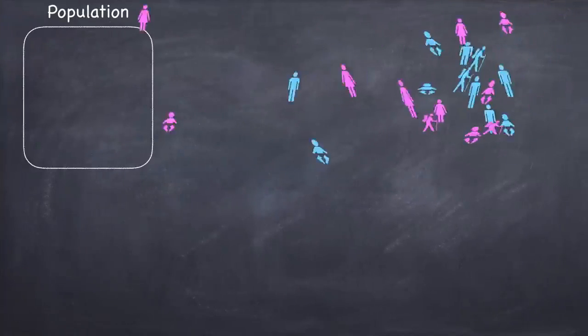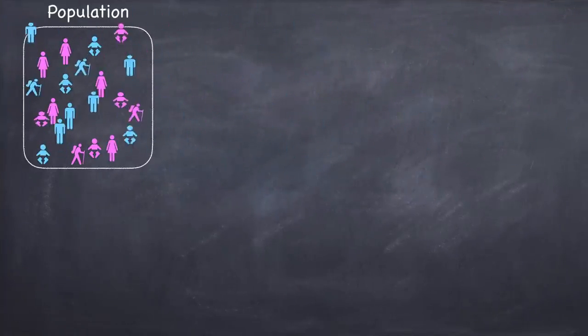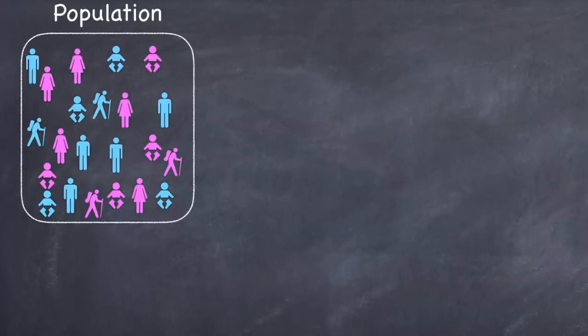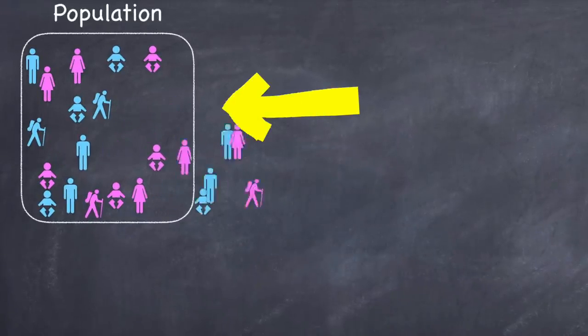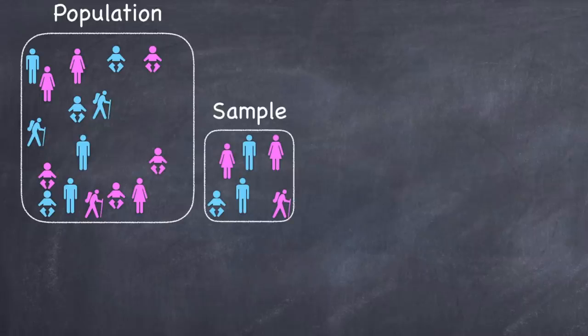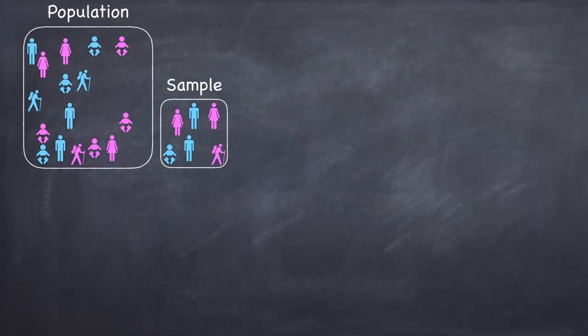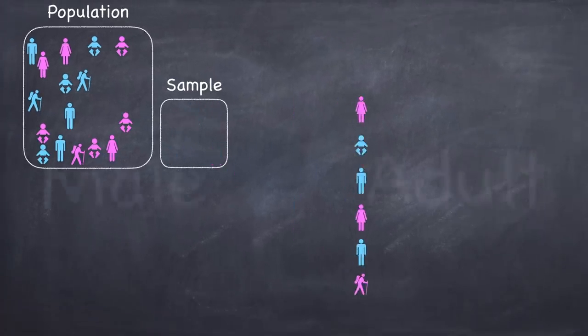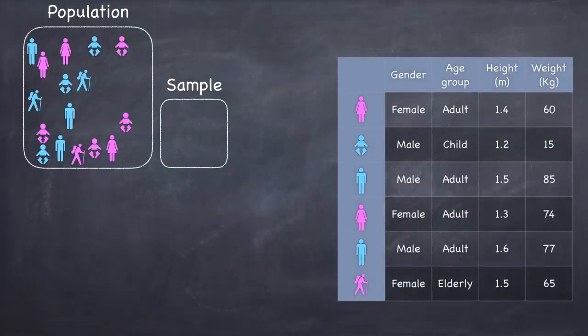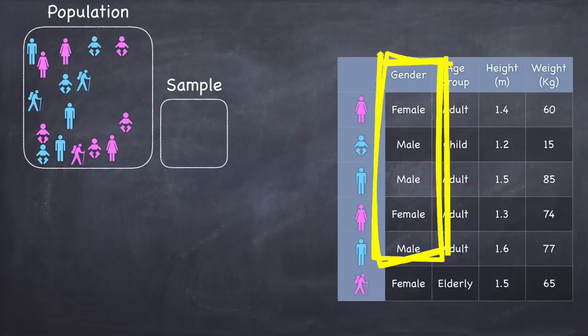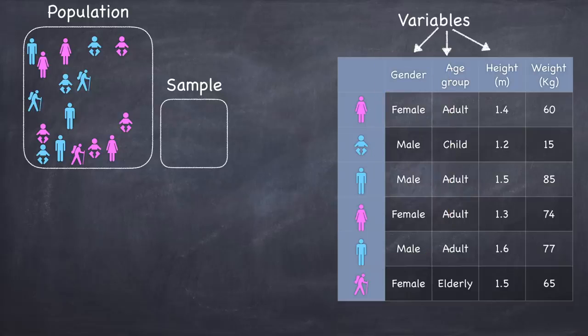Now let's imagine that we have a research question, and it's about the height and the weight of people living in Ireland. Of course, we can't measure the height and the weight of the entire population, so instead we take a random sample of the population and we measure the weight and the height of that sample, and we collect some additional information like gender and age group from each of the people in our sample. We arrange these data in a spreadsheet or a data set with the various attributes in columns, and these are called variables, and these variables will be the object of our inquiry.